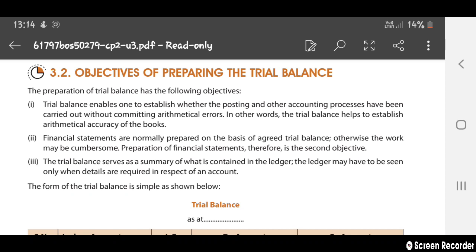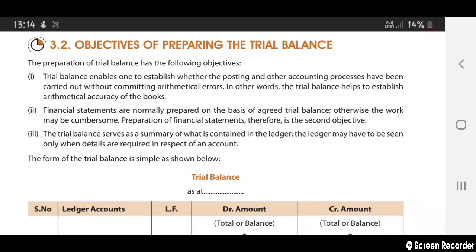Next, the final statements are normally prepared on the basis of an agreed trial balance. On the basis of your agreed trial balance, the financial statements are prepared. Otherwise, the work may be cumbersome for the preparation of the final statements. Therefore, it is the second objective. Preparing the final statement is the second objective. The trial balance is your third objective. Okay.